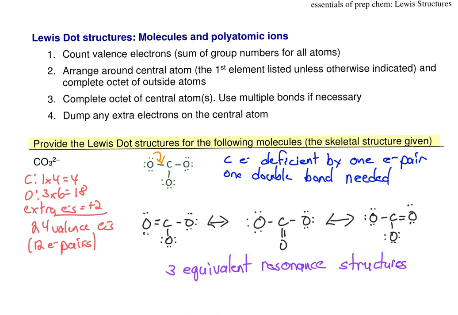All of the carbon atoms have 2 single bonds and 1 double bond.